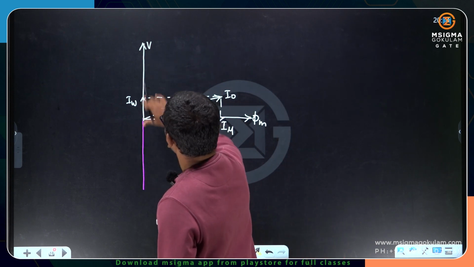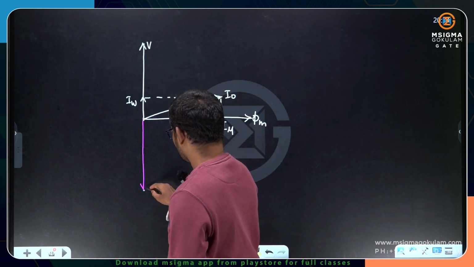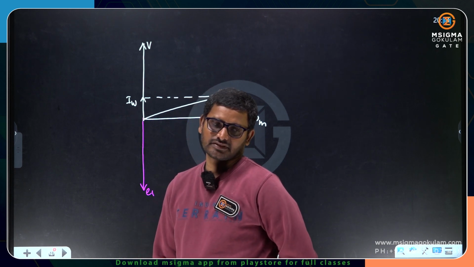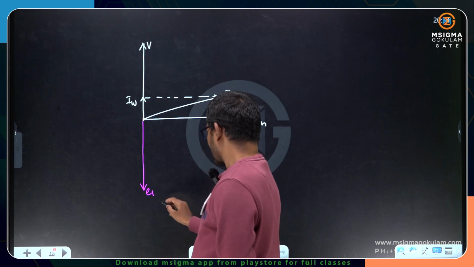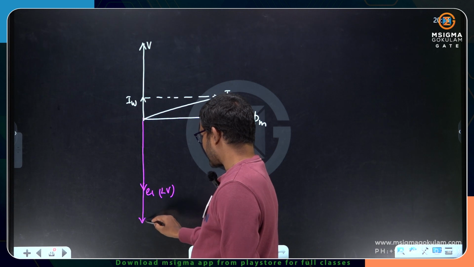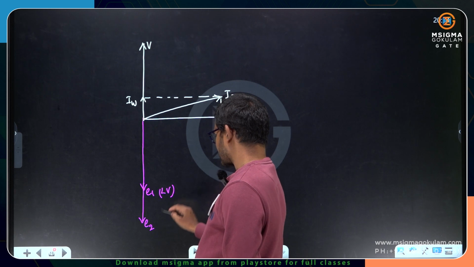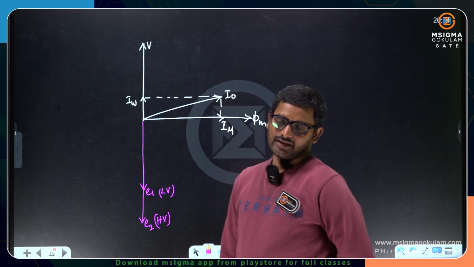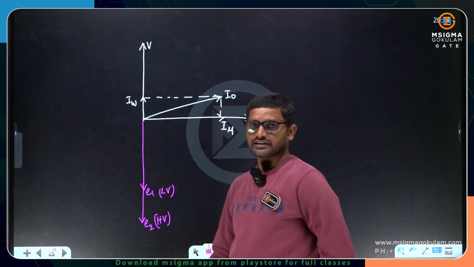The primary induced EMF is almost equal to the source voltage. Let me take the primary winding as the low voltage winding and the secondary side as the high voltage winding.